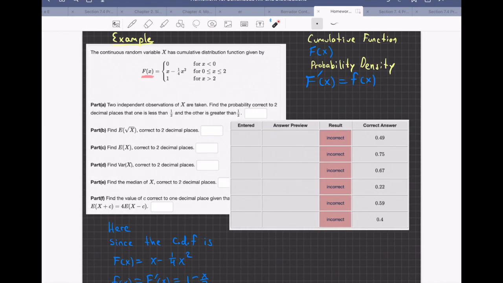Verifying it is a valid PDF. How do we do that? We have to compute the integral from negative infinity up to infinity of the PDF. But notice, in this case, for this example, our PDF is only valid from 0 up to 2, so I can ignore all the other numbers. So in this case, it's going to be the integral from 0 up to 2 of 1 minus x divided by 2 dx. See that?